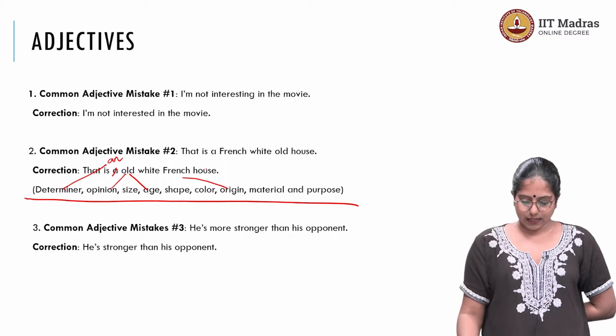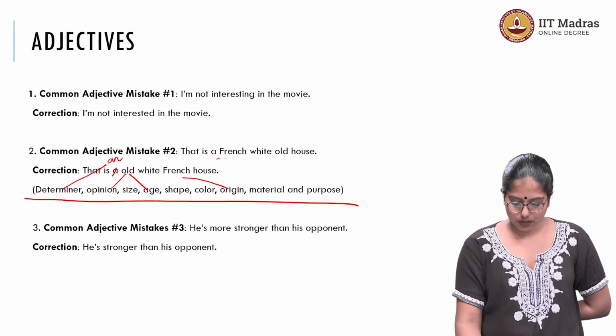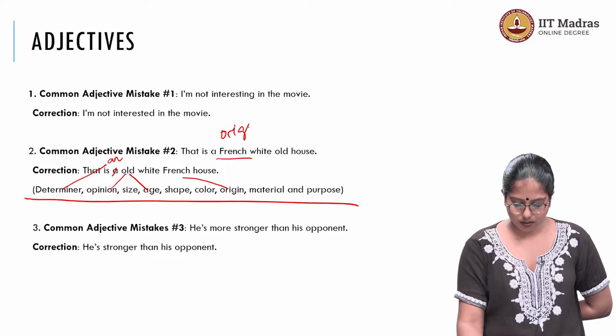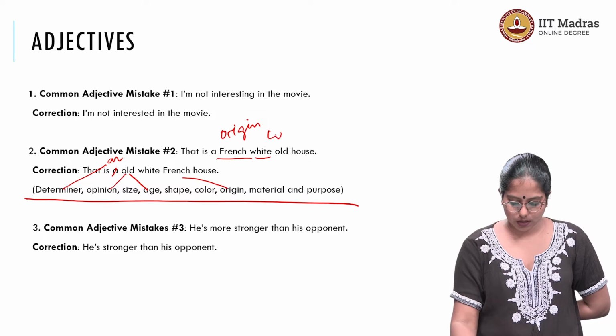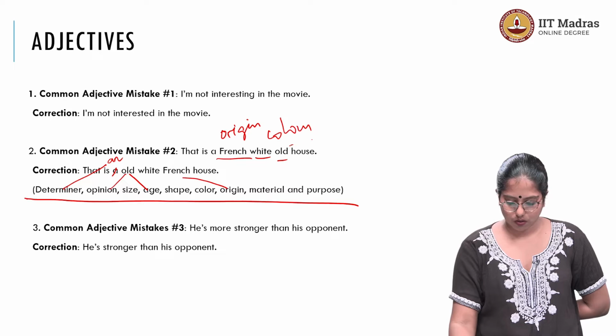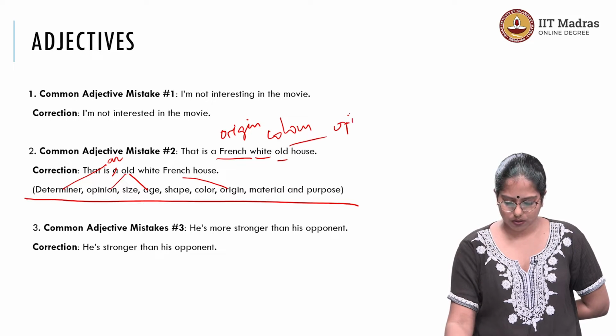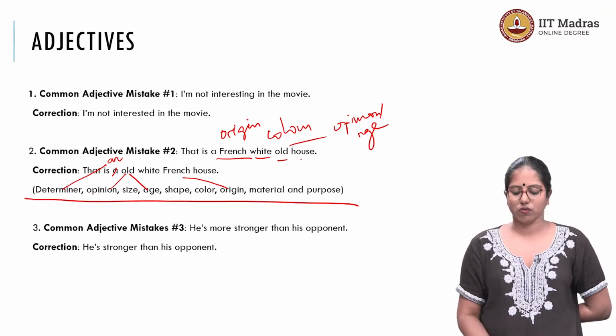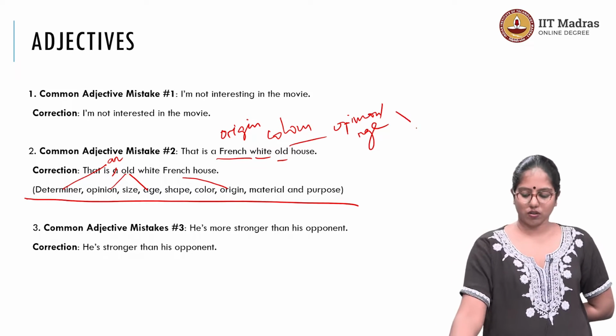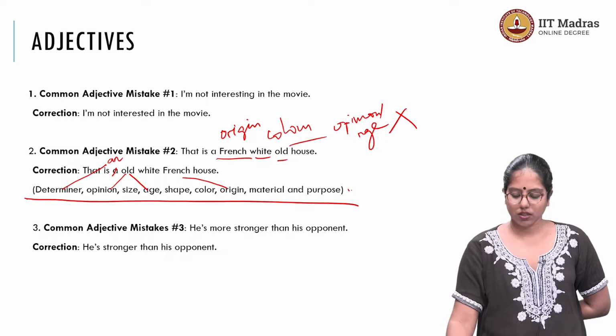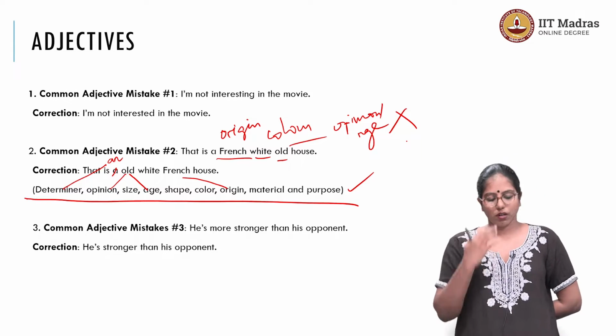Whereas, if you see the first sentence, what they have done is, French is origin, white is color, old is someone's opinion, or you can also say age, and then you have the noun. So, this is the wrong order. This is not the right order. This is the order that we must follow.